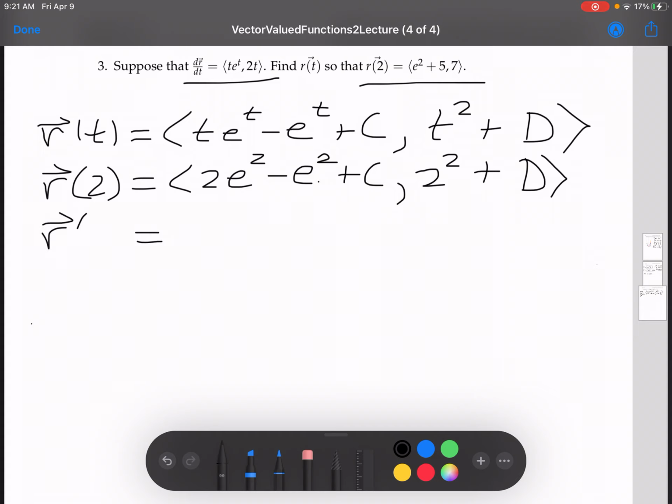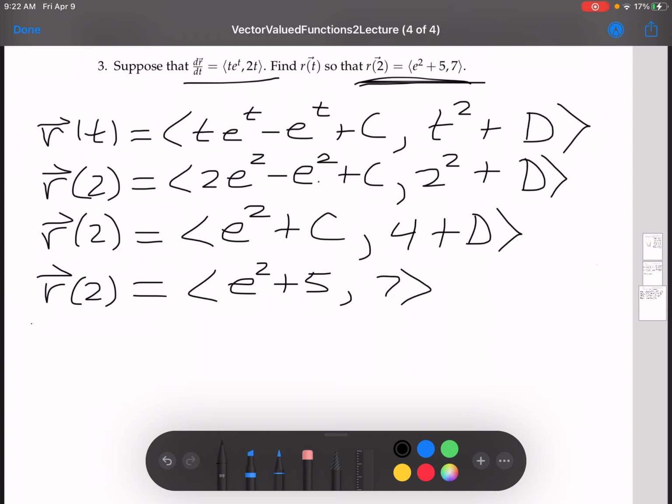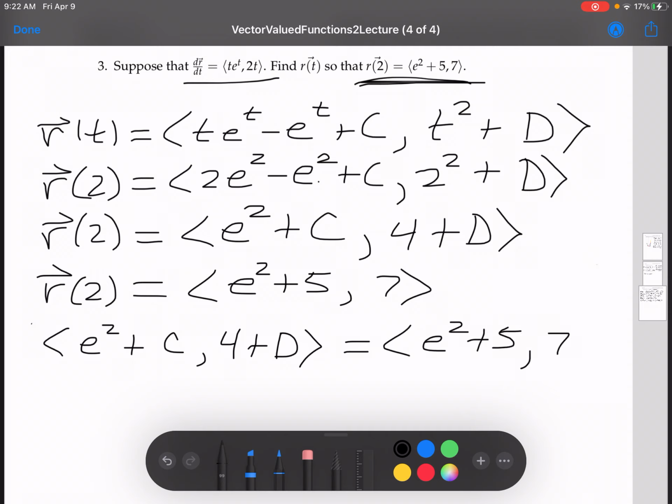So that tells us that one way of looking at r of 2, let's see, 2e squared minus e squared, we can combine like terms to make this just e squared plus c. And 2 squared is 4, so 4 plus d. Another way to look at r of 2 is the information we have right here: e squared plus 5, and a 7 there. So we've found r of 2 in two different ways, so we can set them equal to each other. So we have e squared plus c, 4 plus d, is equal to e squared plus 5, 7.